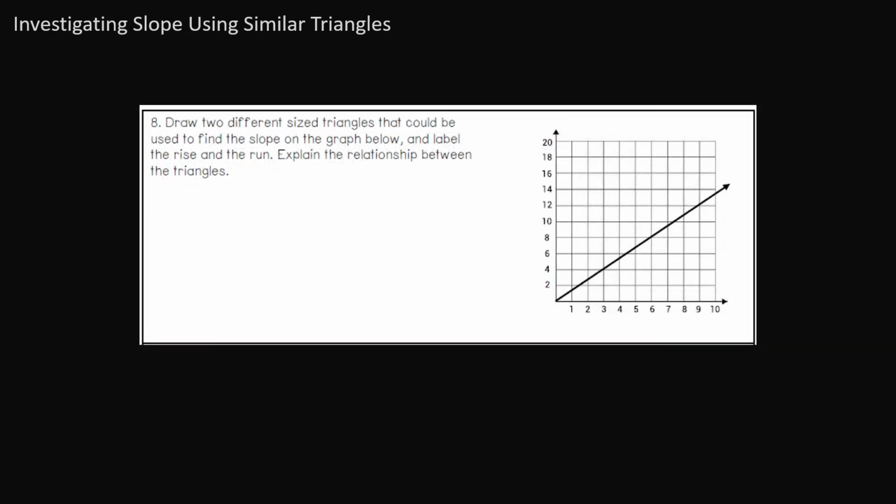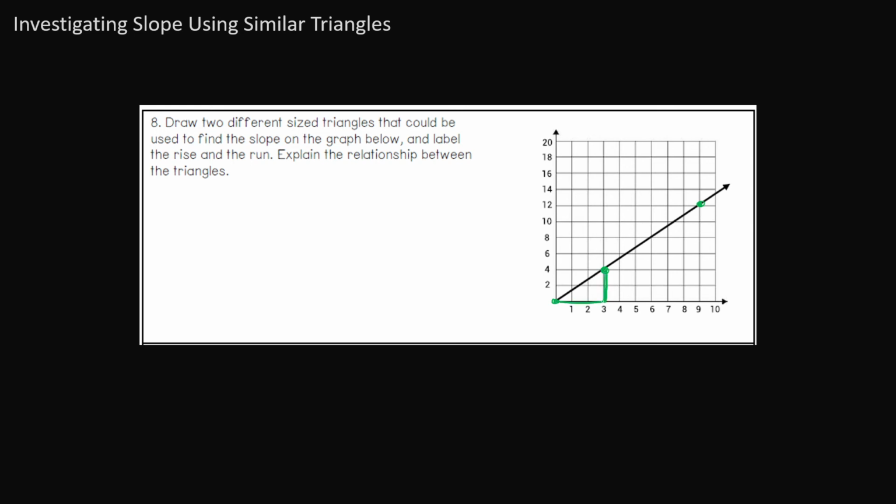Let's try one more example. In this problem, it asks us to draw 2 different sized triangles that could be used to find the slope on this graph. And we're going to label the rise and run using similar triangles. I've got a few points I could choose here. I've got 0, 0. I've got 3, 4. And I've got 9, 12. So I'm going to draw a smaller triangle down below.